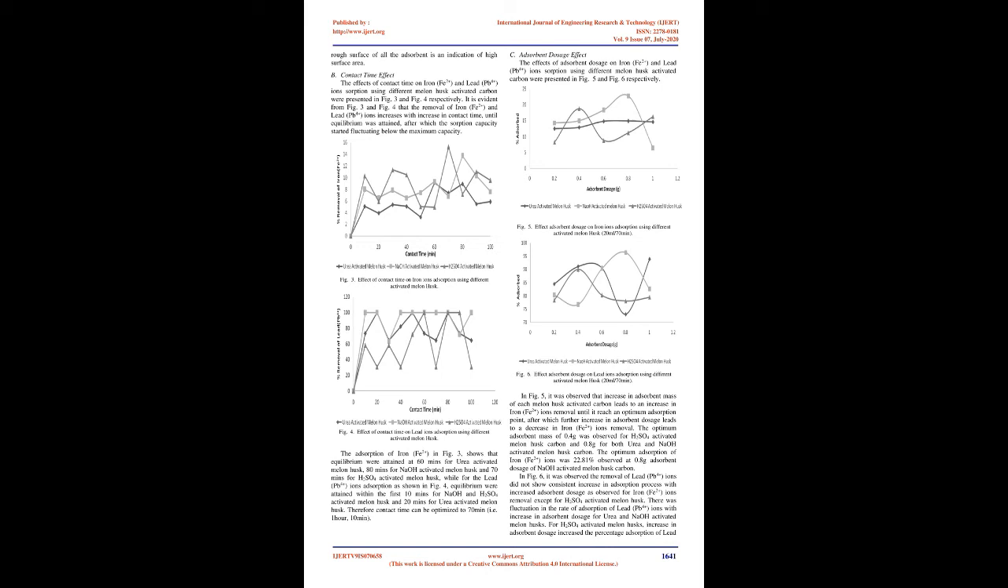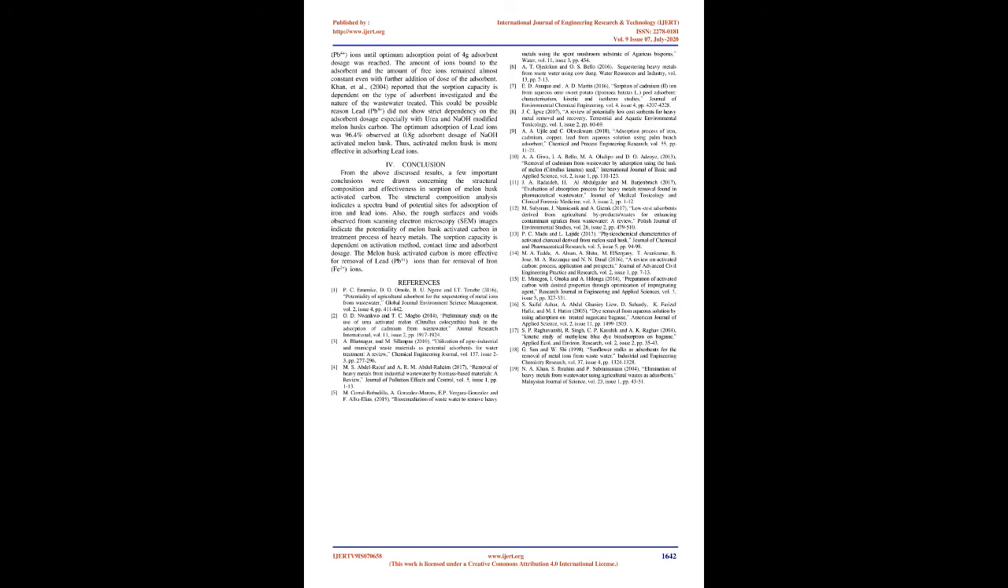It is evident from Fig 3 and Fig 4 that the removal of iron, Fe2+, and lead, Pb4+, ions increases with increase in contact time, until equilibrium was attained, after which the sorption capacity started fluctuating below the maximum capacity. Fig 3. Effect of contact time on iron ions adsorption using different activated melon husk. Fig 4. Effect of contact time on lead ions adsorption using different activated melon husk.